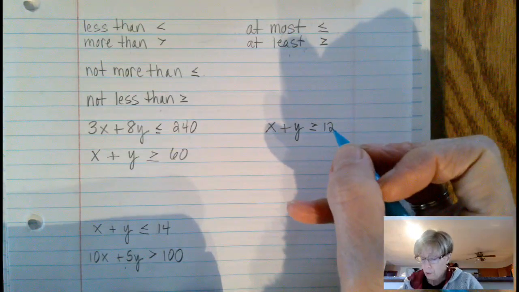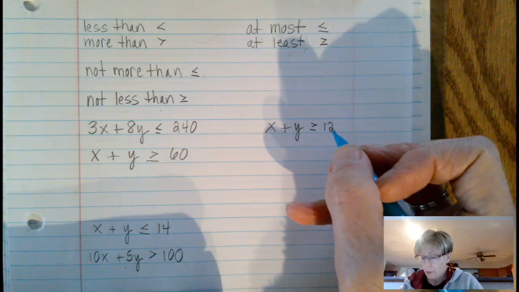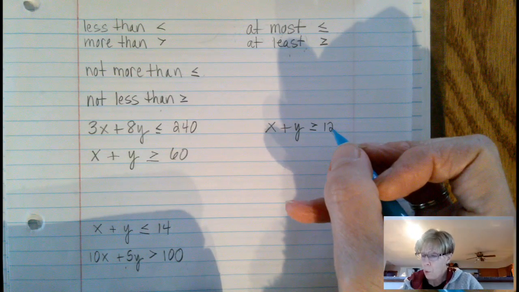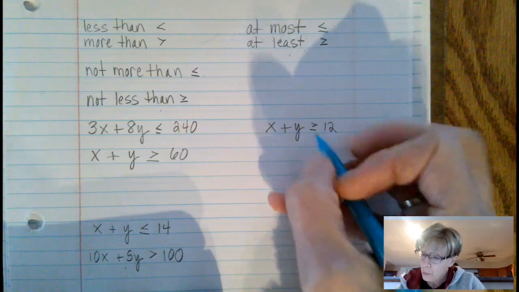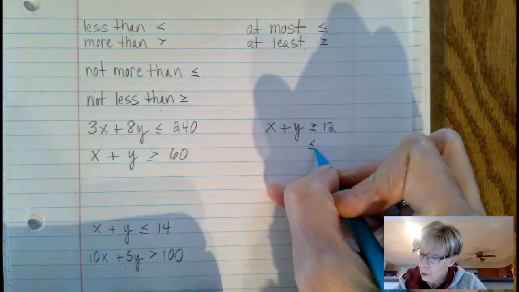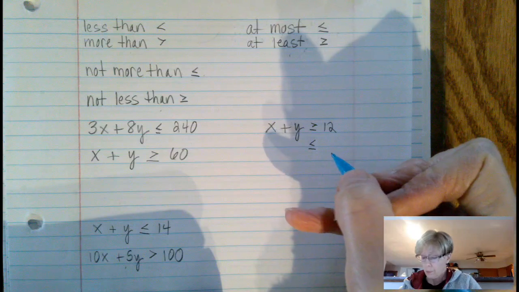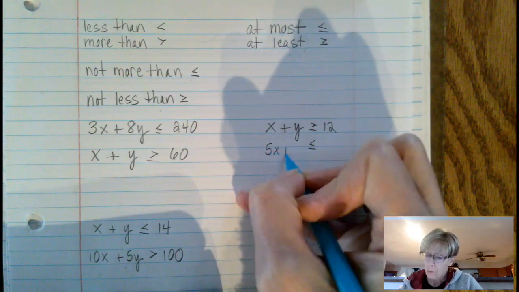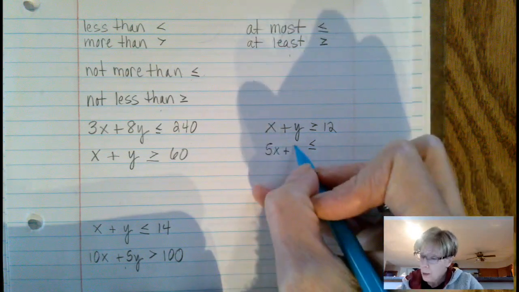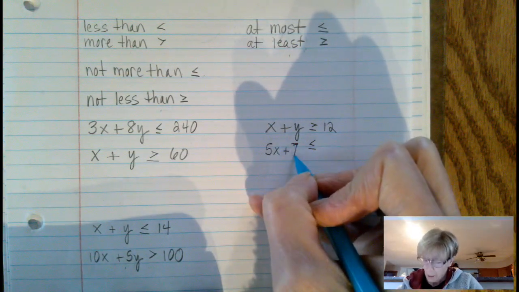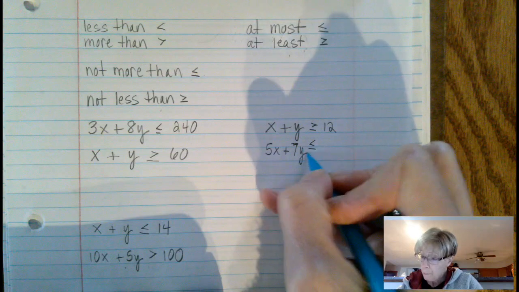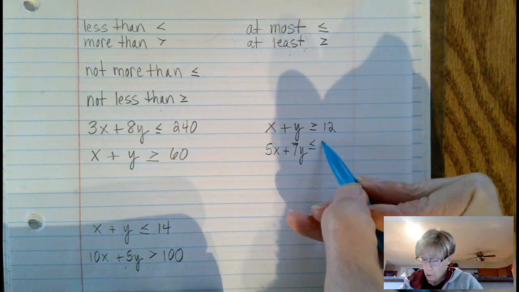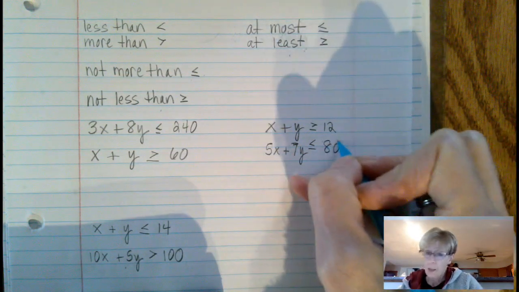Then the second inequality. The fruit should weigh no more than. So this is going to be less than or equal to, no more than. On average, each apple weighs 5 ounces, and each banana weighs 7 ounces. And then it can be no more than 80 ounces.